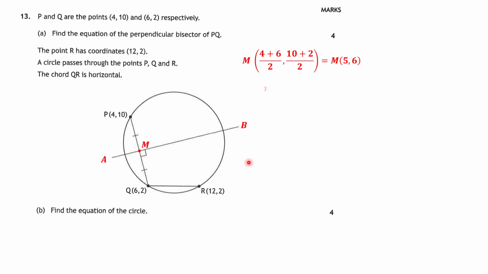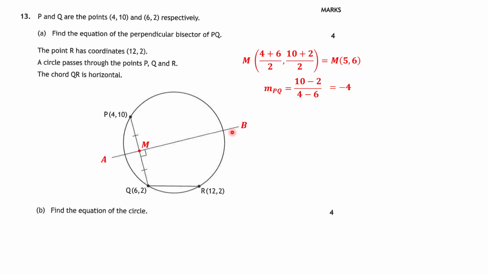Now the next step is to find the gradient of PQ. That's going to be the difference in y's, that's 10 take away 2 on the top, over the difference in the x's, that's 4 take away 6. When you work this out, it's not too difficult to do. It's going to be 8 over -2, which is -4.